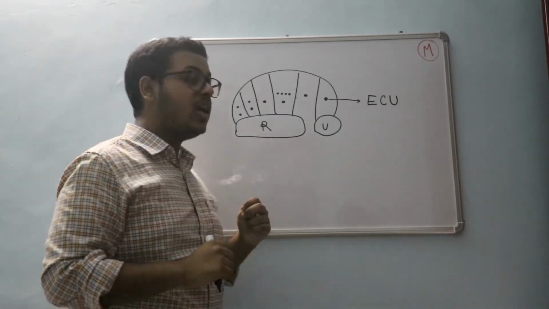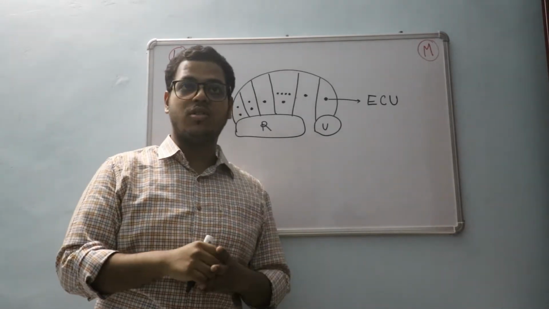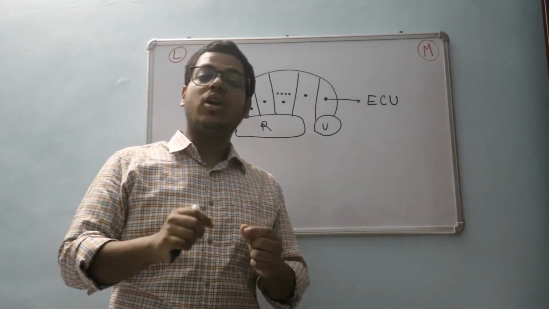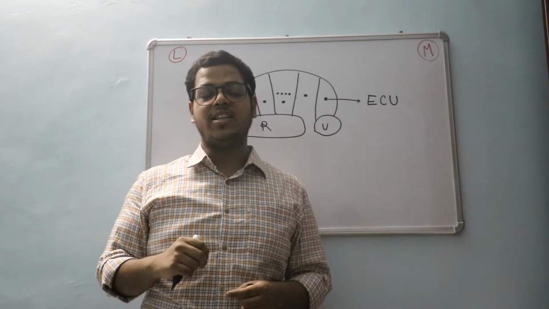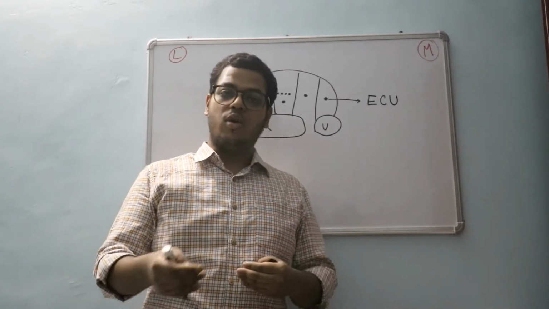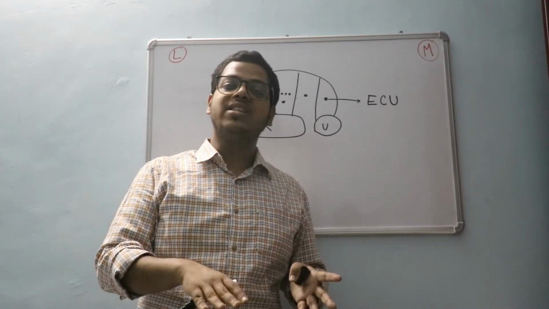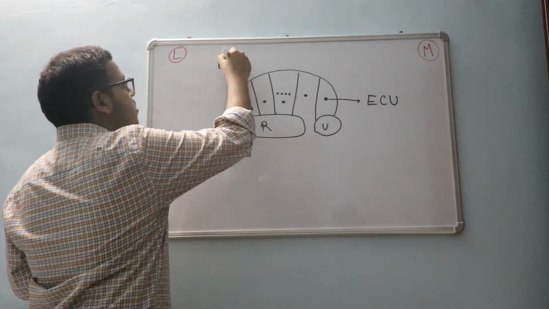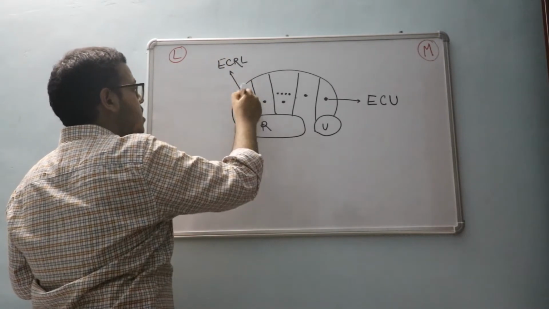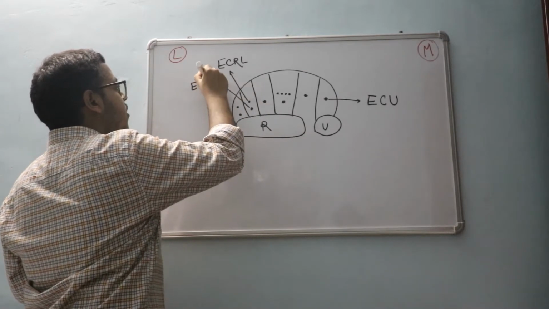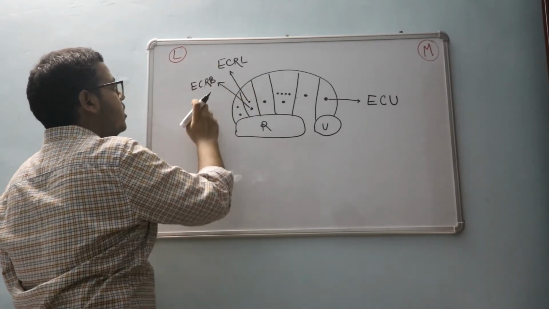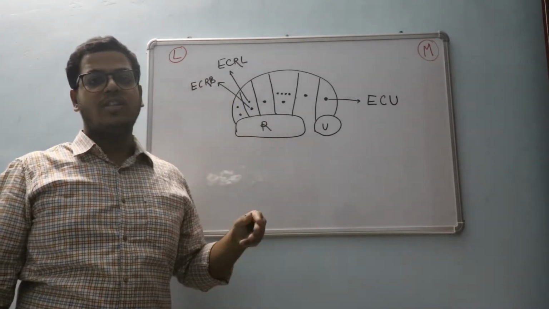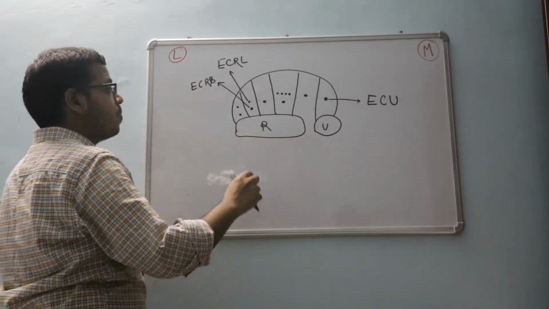Now, if we have extensor carpi ulnaris, we need to have extensor carpi radialis also. So ECR. But what happens is extensor carpi radialis is not a single tendon. There are 2 extensor carpi radialis muscles. So one is shorter, one is longer, and according to that we have named them brevis and longus. So these 2 tendons, this is extensor carpi radialis longus and one is the extensor carpi radialis brevis. So these are the 2 tendons. Okay, so one is long, so it is longus, one is short, so it is brevis. That's all.